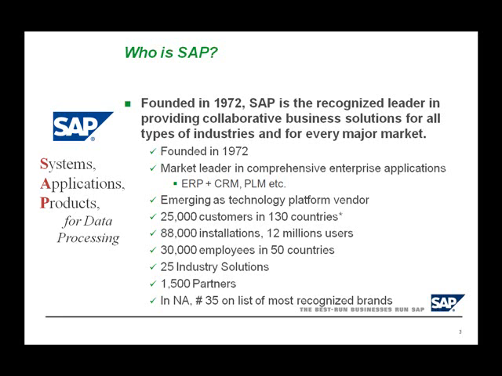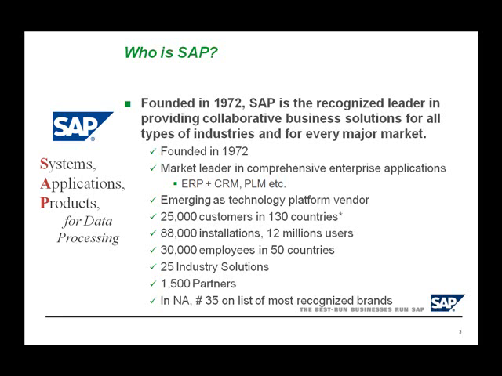They have about 25,000 customers in 130 different countries. They have about 30,000 employees in 50 different countries, and their head office is in Germany. They also have 25 different industry solutions. Industry solutions are modifications to the existing software that they sell based on the industry that they are selling.